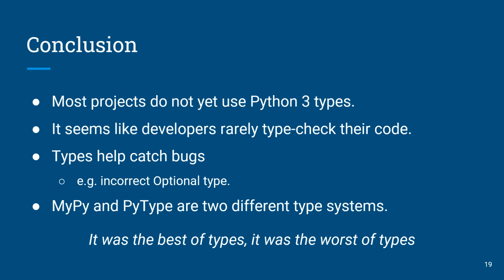Nevertheless, type checking is still useful. On the one hand, types catch bugs such as in the use of optional types that may be none and in function return type annotations. On the other hand, the tools frequently disagree with user annotations and with each other. Lastly, MyPy and PyType are two different type systems with different semantics. This affects when and where errors get detected.